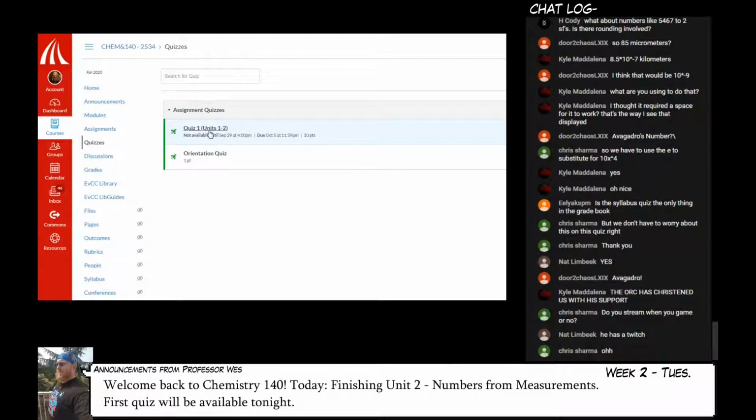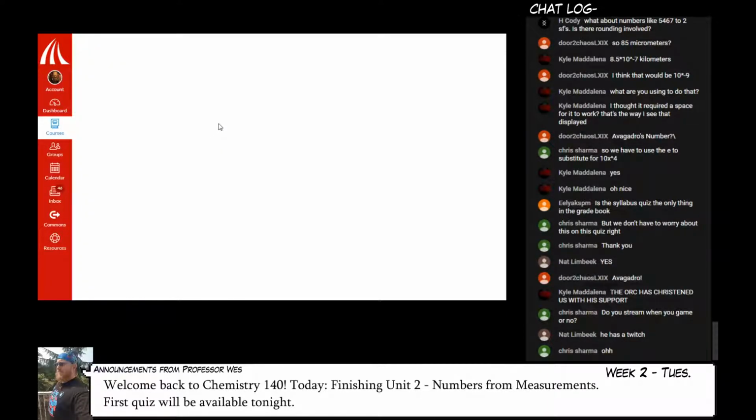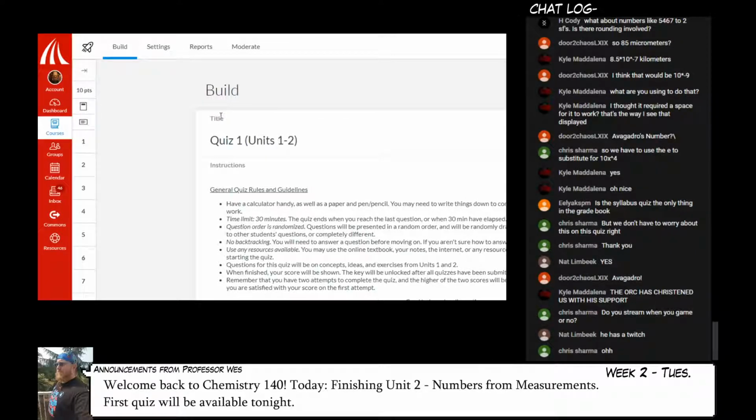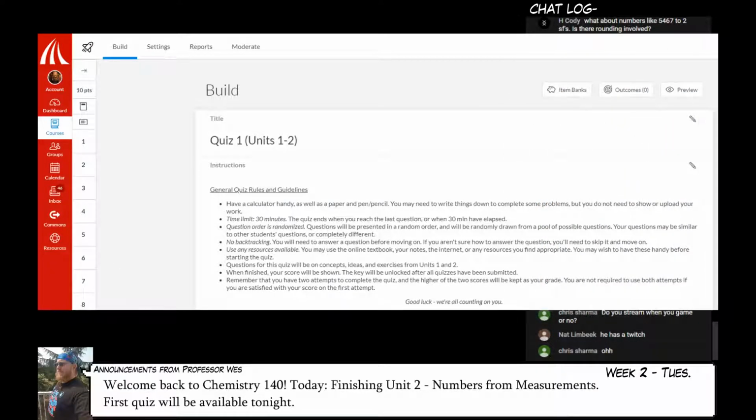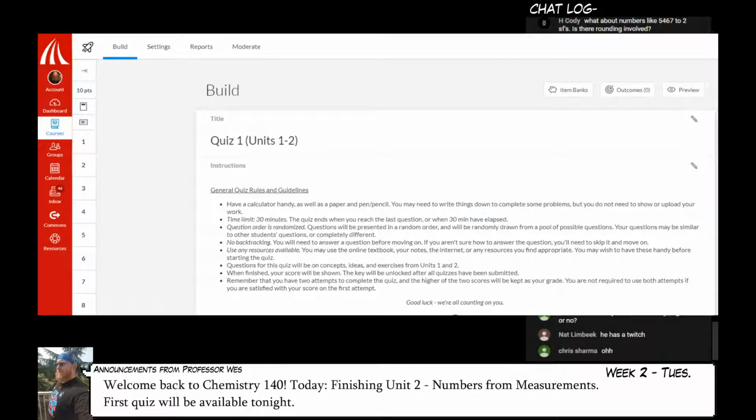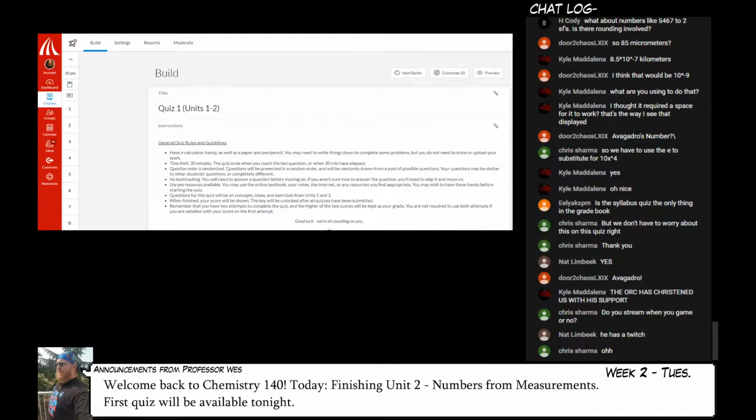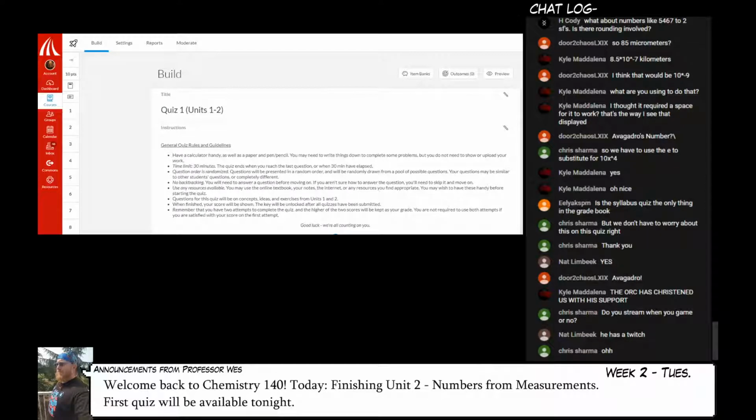The quiz will tell you what units it's on. If you start the quiz, you'll get this screen before you actually begin. You can't actually see the questions because... oh, they're not even on the screen anyway. But you're going to get something that looks kind of like this. And this is basically just the rules for the quiz. And I just want to mention them on air so that you have them.